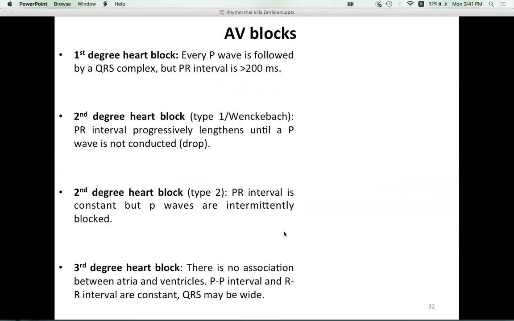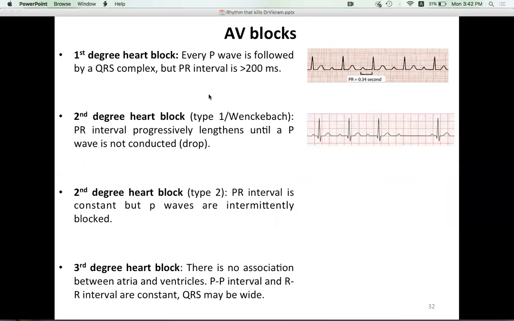So what are the AV blocks we know? It can be either first degree, second degree, or a third degree heart block. In first degree, there is only the PR prolongation, but each P is followed by a QRS complex. But the PR interval is more than 200 milliseconds. The second degree heart block is a partial kind of heart block where some waves are conducted and some are not, which can again be divided into type 1 and type 2.